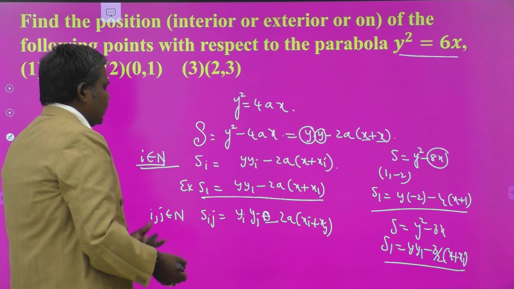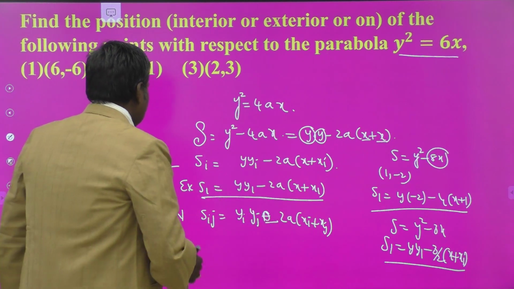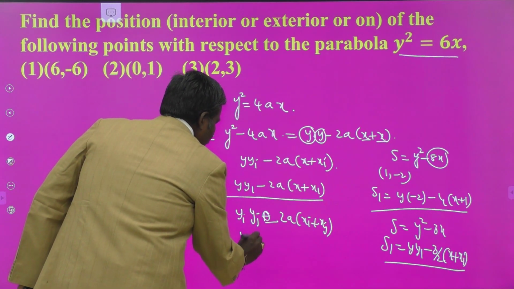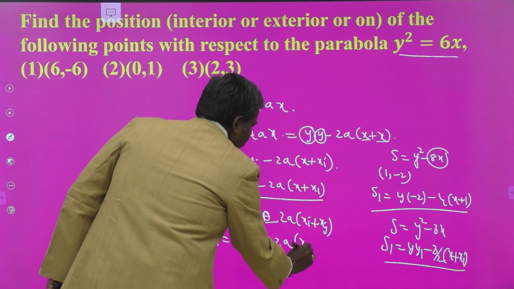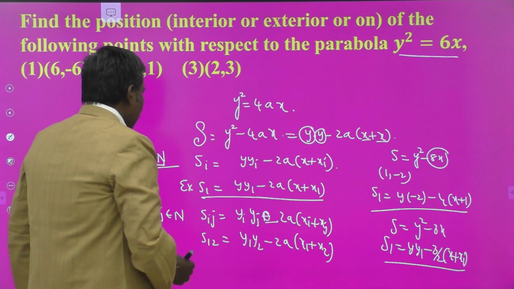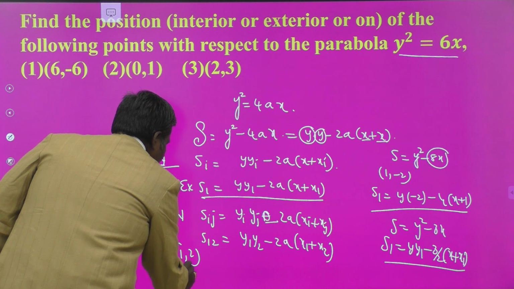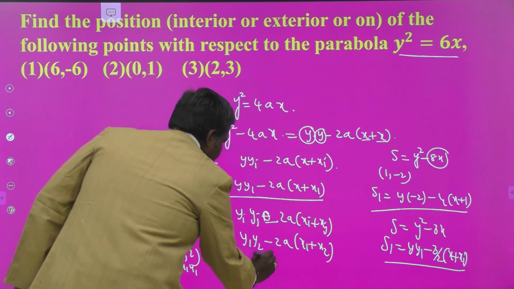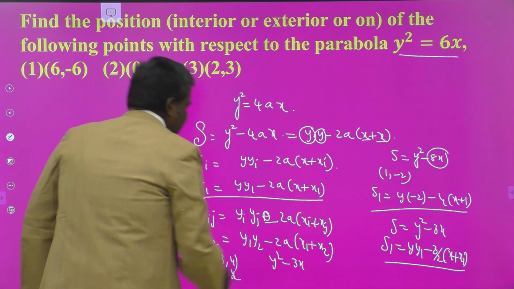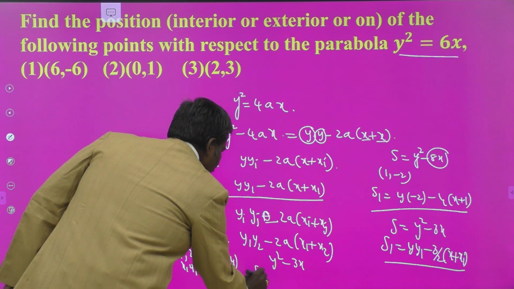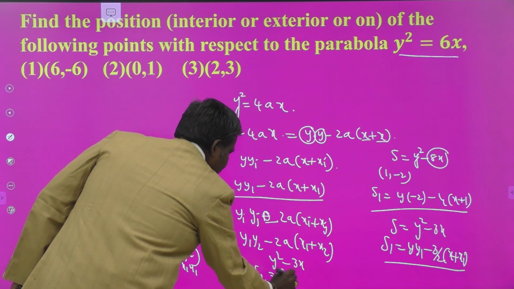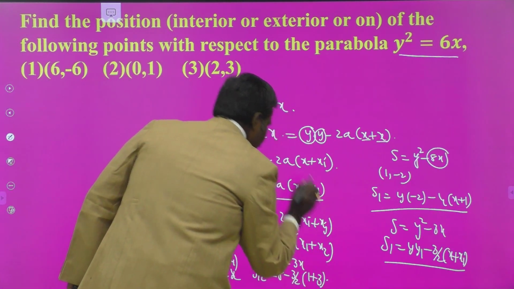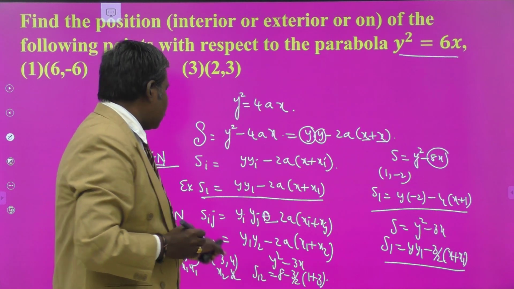So we need two points and one expression, then only we can write Sij. For example, S12 is obtained by y1 y2 minus 2a times (x1 plus x2). Suppose your points are (1, 2), say x1, y1, and (3, 4), x2, y2, and your parabola is y square minus 3x. How to obtain S12? S12 equals y1 y2, 4 twos are 8, minus 3 by 2 times (x1 plus x2), 1 plus 3. That's all.